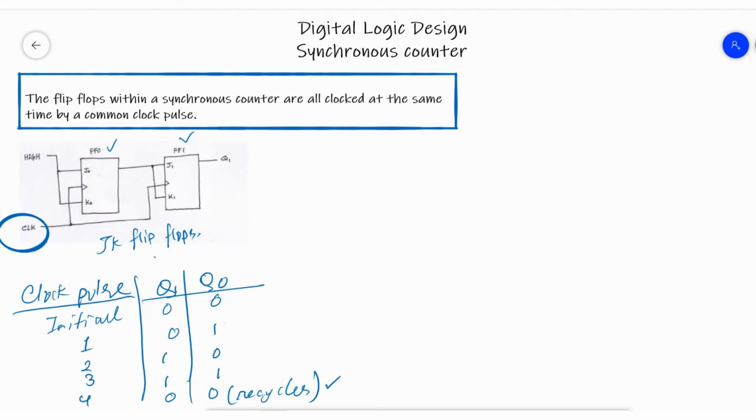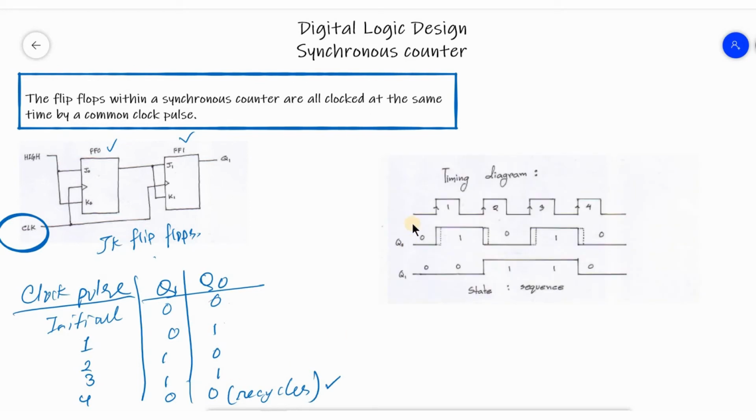Now let us match it with the timing diagram. I have taken the timing diagram on the right side of my board, and as you can see from the timing diagram, let me highlight it. During the first positive edge transition, Q0 changes from 0 to 1 and Q1 stays at 0. And then during the second clock pulse, Q0 goes down from 1 to 0, and then Q1 changes from 0 to 1. So in this way, the timing goes on.